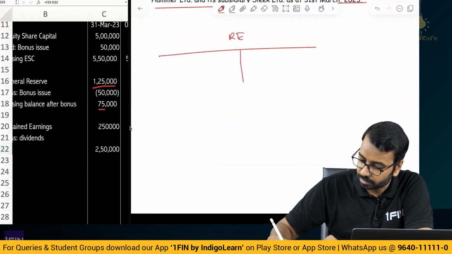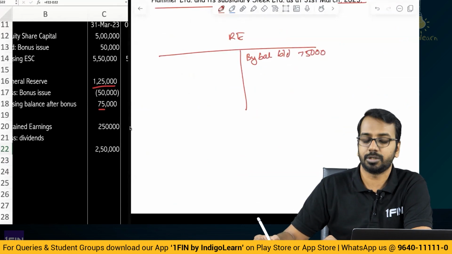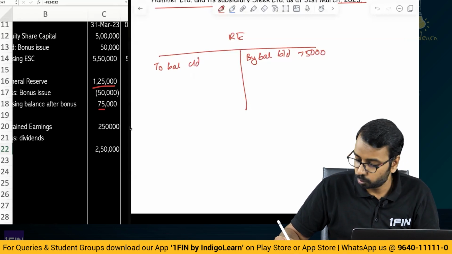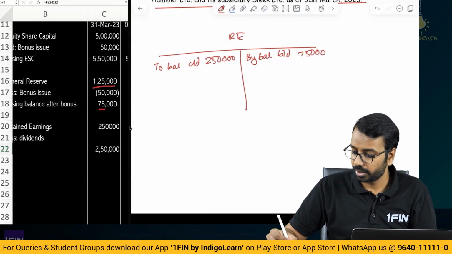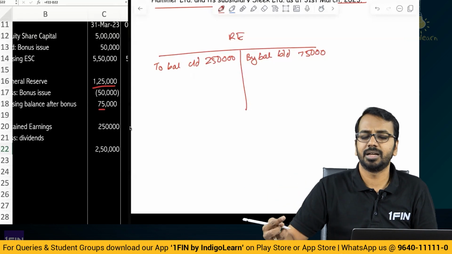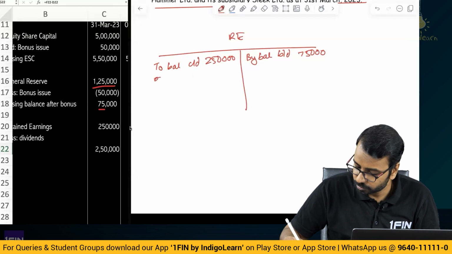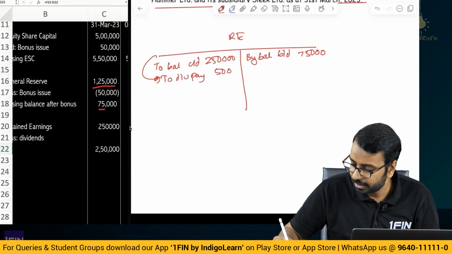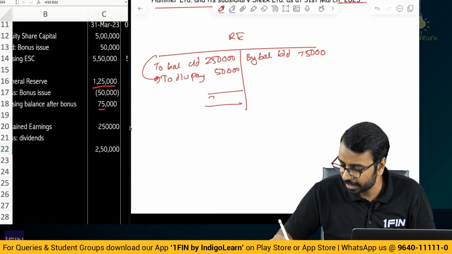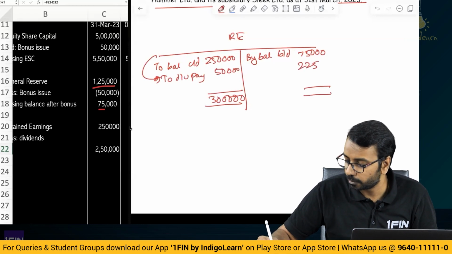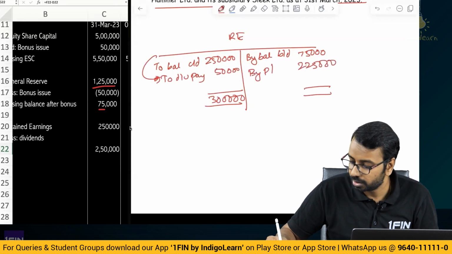In case you are finding it slightly complicated, what you can think of is the retained earnings ledger: by balance brought down 75,000, to balance carried down 2,50,000. Okay. Now we paid dividends. When you pay dividend, what is the entry? You will debit the retained earnings and credit dividend payable. So it will come here to dividend payable 50,000. So this side it is 3 lakhs, this side it is 75,000, which means 2,25,000 is the profit earned during the period.